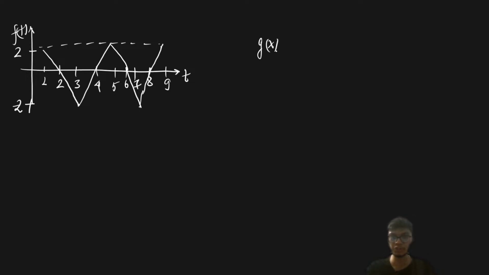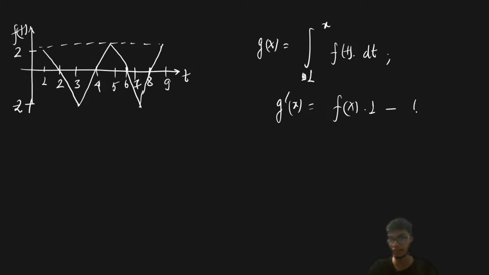Now if we look at the expression g of x, it is given as the integral from 1 to x of the function f of t dt, right? If I differentiate this particular expression, I will get g dash of x equal to f of x into 1 minus 0. I'm just using the Newton-Leibniz rule, right? So from this rule, I get g dash of x equal to f of x, and if I need to get the value of g of x, I can easily do that by simply taking an integration. So g of x is simply given by the integration of f of x, right?